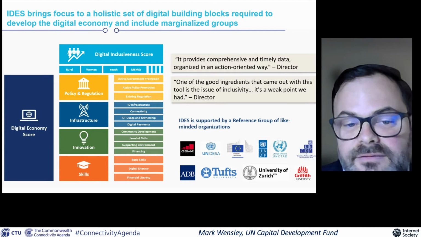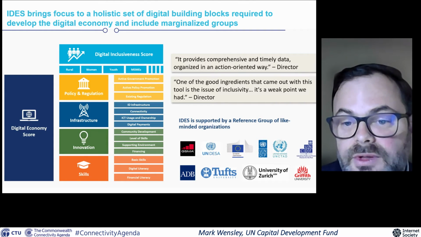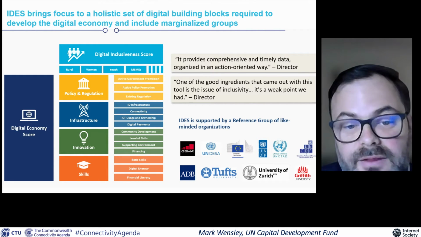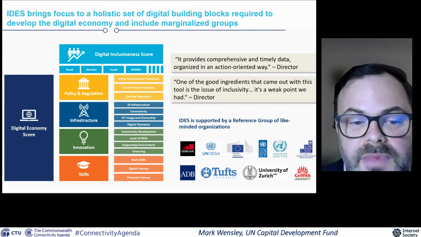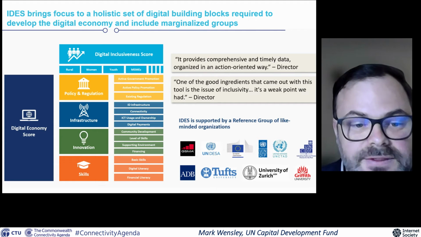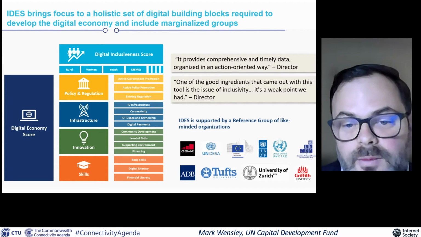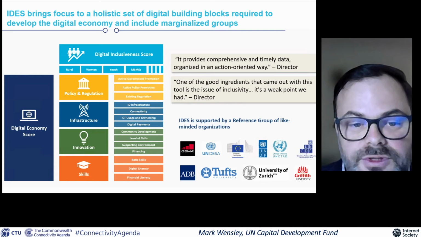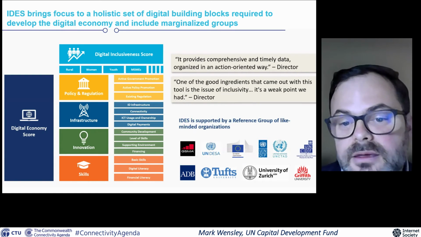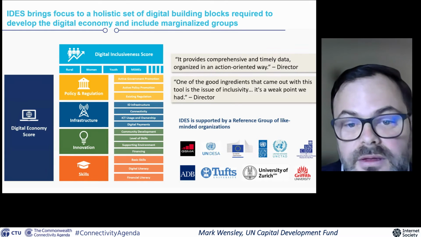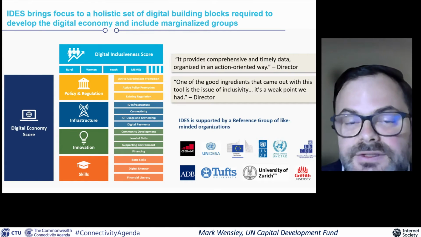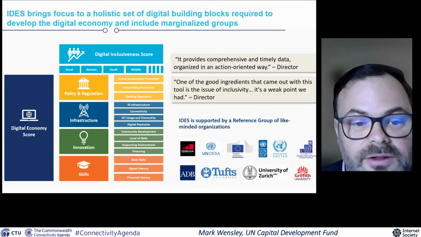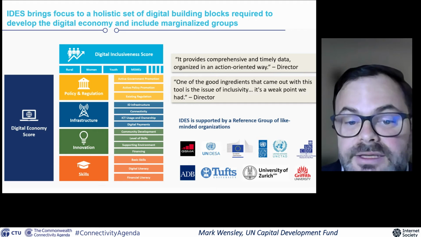And fundamentally, this effort must strengthen a core set of digital building blocks, namely policy and regulation, infrastructure, innovation, and skills. These are part of many digital economy frameworks. What IDIS does is to build on this holistic framework with a metrics-based approach to start measuring and tracking the development of the digital economy, really recognizing that all of these digital building blocks must be strengthened, and that one without the other prevents access to and use of digital technologies to digitize sectors and economic activity.